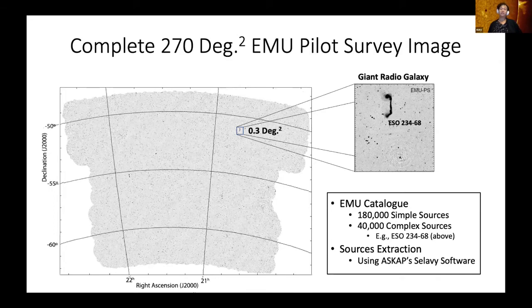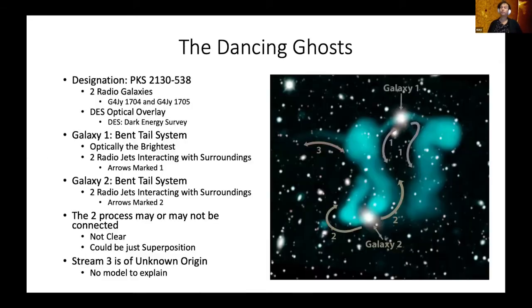Okay, so let's get into the survey. I'll mainly look at some of the more peculiar or complex objects. This one is called the dancing ghosts. And what we have here is, these surveys were actually done overlapping with the Dark Energy Survey. So these are optical images from the Dark Energy Survey telescope. And then this green stuff here is the radio image that's superimposed on top.